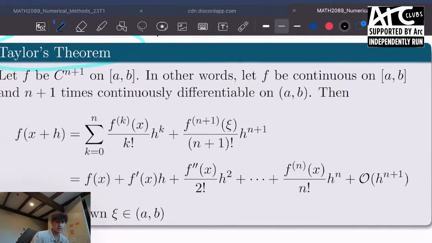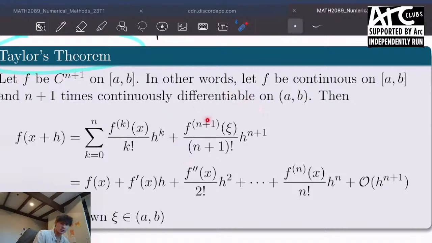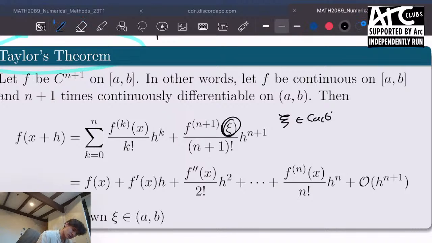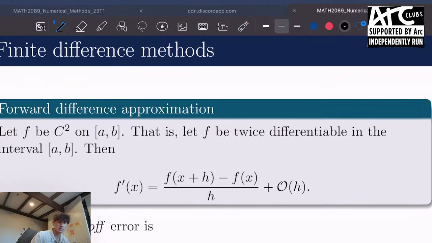But essentially, this is just giving us the expansion of f of x plus h in terms of derivatives, and we also have this remainder term over here, which is the Lagrange form of the remainder term. We just keep in mind that this z term is just some number in the range a to b. Another thing we need to look at is the condition for this to hold, that it's C^(n+1) on [a, b]. What that means is that it's n plus 1 times continuously differentiable, so we can differentiate it and the derivatives are continuous. So let's move on to looking at some actual quadrature.